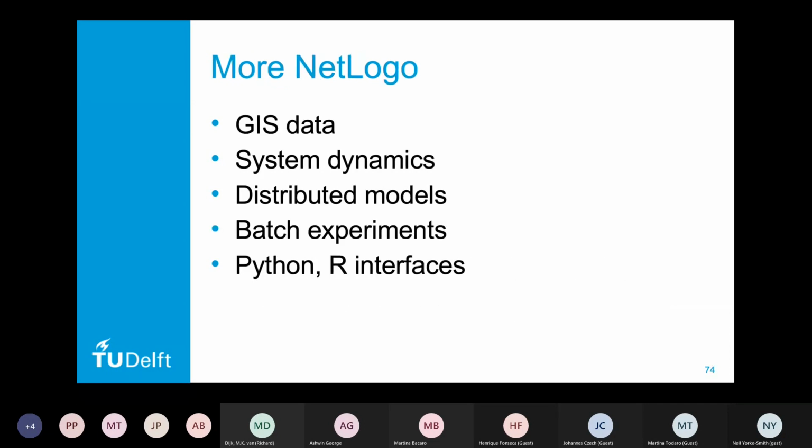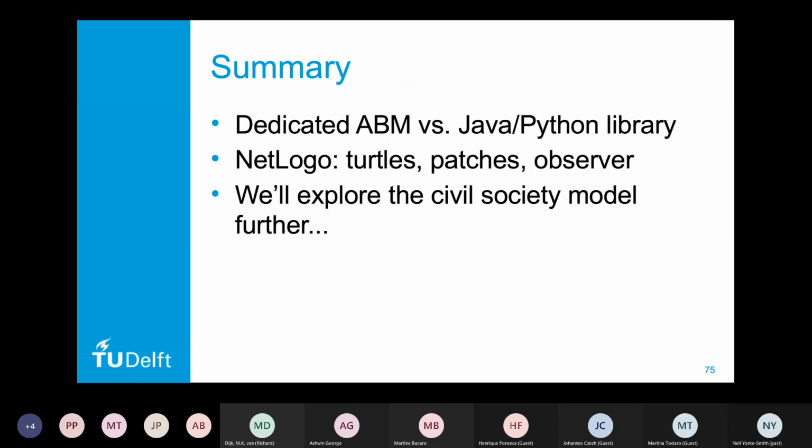Okay. So NetLogo can do a lot more than just these two small samples. It does GIS, so geographical data. You can link it with system dynamics models. You can do distributed things. There are some experiments where you can interface it with Python and also R for statistics. You can also do scalable things with NetLogo. And of course, NetLogo is one of the tools for agent-based simulation. There are others available.